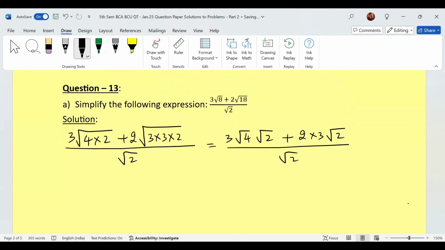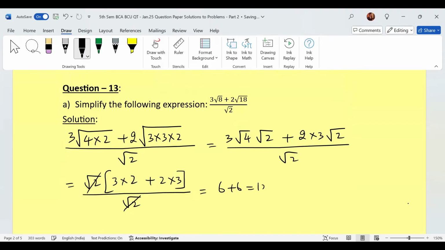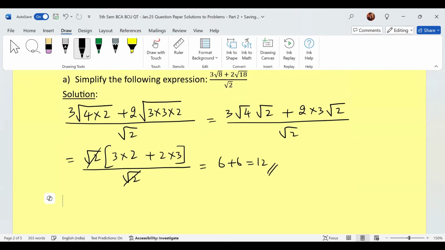Now in the numerator, root 2 is common. We will take that outside. 3 multiplied by square root of 4 is 2 plus 2 multiplied by 3. Whole thing divided by root 2. This and this gets cancelled. You get 6 plus 6, which will be 12. That will be the simplification of this given expression. Let us move on to the next part of this 13th question.